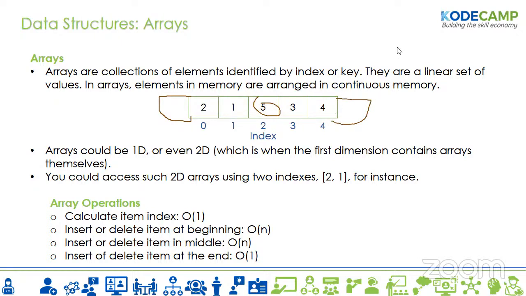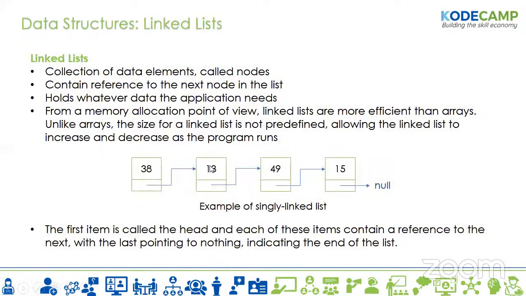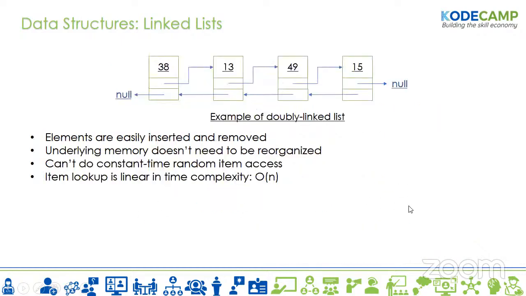Okay, so that's the main key difference that we could first of all note between the array and the linked list. So just by that, you see that this becomes a faster operation. So the first item here is called the head. And each of these items contains a reference to the next item, with the last one pointing to nothing. Okay, so it's pointing to null, indicating the end of the list. So that's an example of a singly linked list.